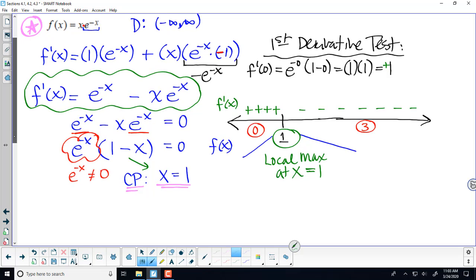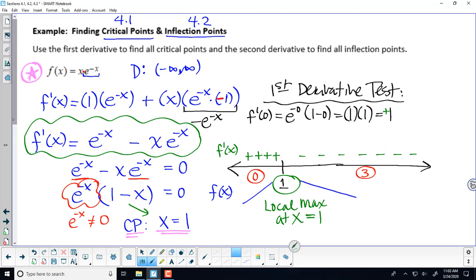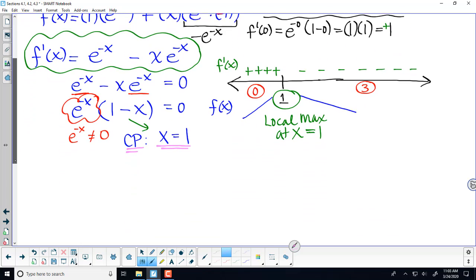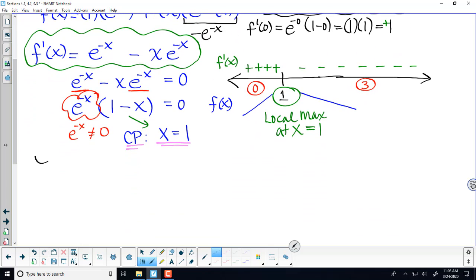So let's talk about the second derivative, because we're asked to find inflection points. The second derivative helps us with inflection points, which means I need my first derivative, so I'm going to try to make it visible. The second derivative is the derivative of the first derivative.